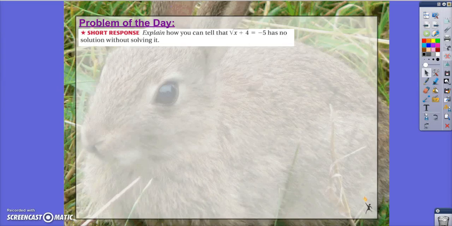Alright, so today we move on to lesson 6.3. Take a look at your problem of the day. The short response says, explain how you can tell that square root of x plus 4 equals negative 5 has no solution without solving it. I want you to pause and write something down from the video.